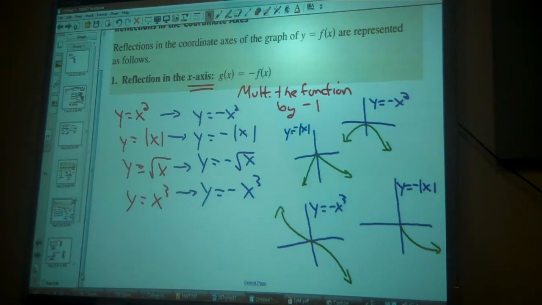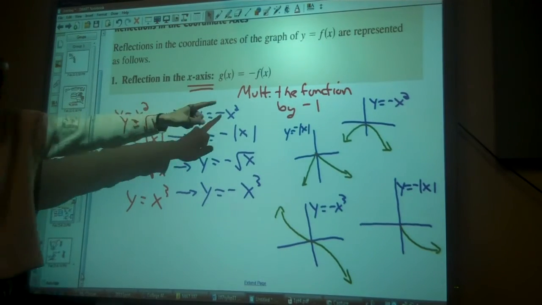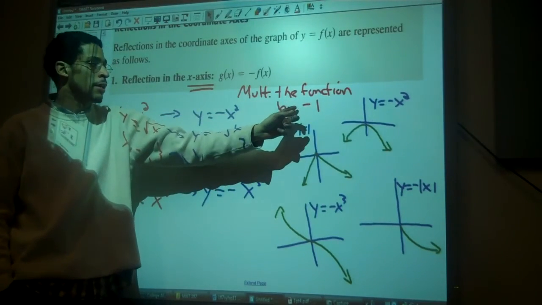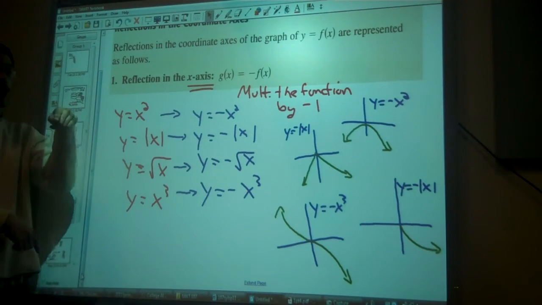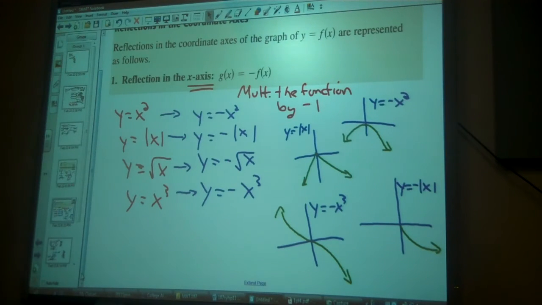So that's a flip, a reflection across the x-axis. Basically, every y value which was negative is now positive. Every y value which was positive is now negative because we have multiplied the function by a -1. That accomplishes the goal of changing signs on your y values, reflecting it across the x-axis. We're not going to worry about reflecting across the y-axis.